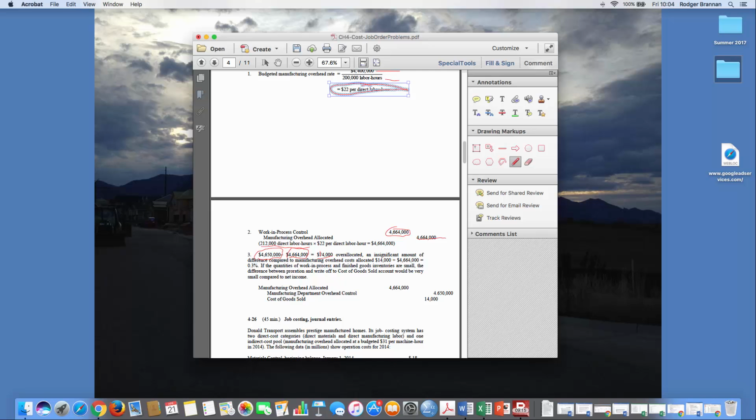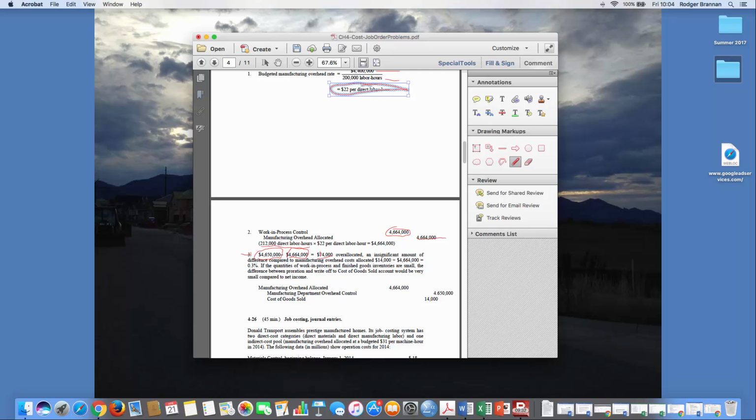But I need to adjust for that, okay? I want to make everything equal the actual overhead. GAAP says my cost of goods, both in inventory and cost of goods sold, must reflect the actual cost.